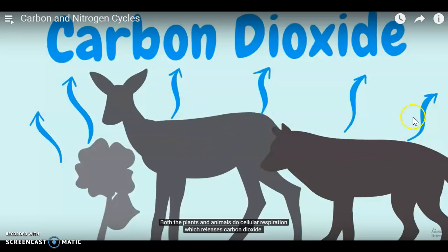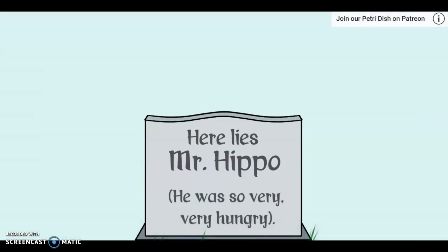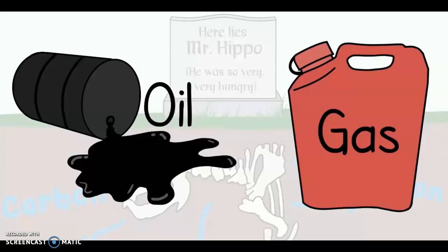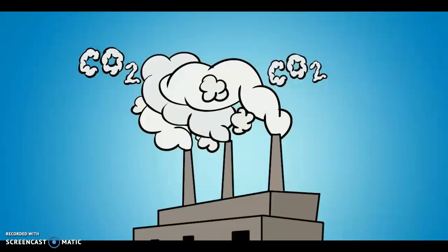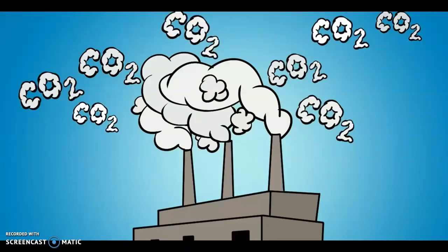and this wolf. When the plants and animals die, the carbon they contained can be stored in sediment, and over a long period of time, they can even be converted into fossil fuels. Now, the burning of fossil fuels produces a lot of carbon dioxide, but too much of that leads to the concern of excessive carbon dioxide in the atmosphere.